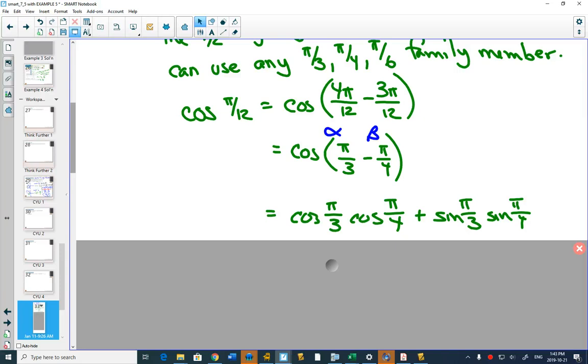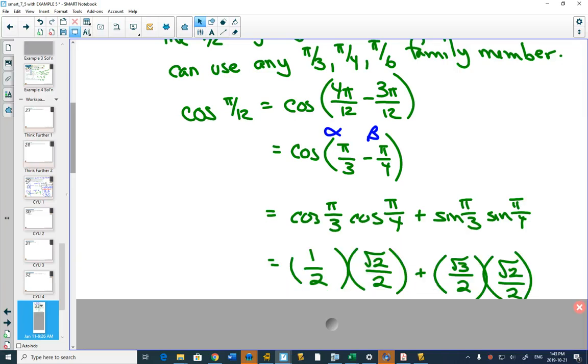What is cos of pi over 3? What's cos of pi over 4? Do you remember them? This is root 2 over 2. This is 1/2, this one, root 3 over 2. So evaluate each of them separately: 1/2, root 2 over 2, root 3 over 2, root 2 over 2 again. We need to find an exact value, so our final answer has to be a single fraction.